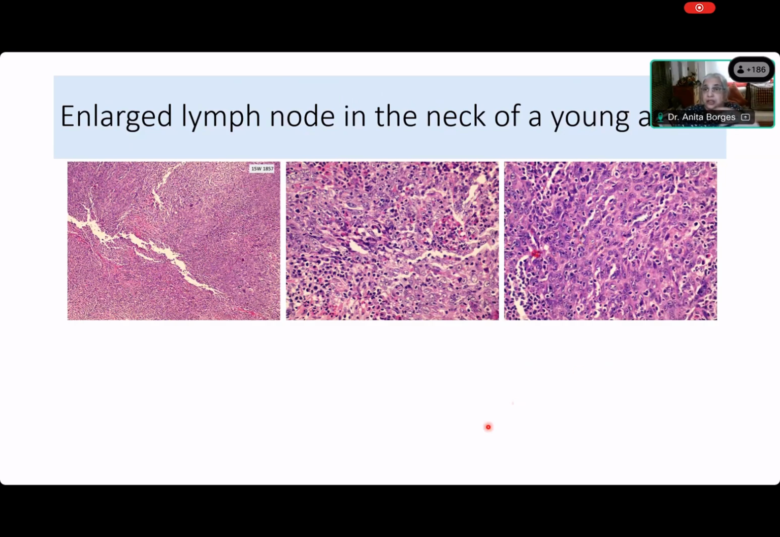Okay. So now you think that this is a poorly differentiated tumor. That means on morphology, I don't know what this is. Somebody said Hodgkin's. Yes, it could be lymphoma. It could be anything. But it is poorly differentiated. And I have to now do some ancillary technique to find it out. So what ancillary technique should I do?